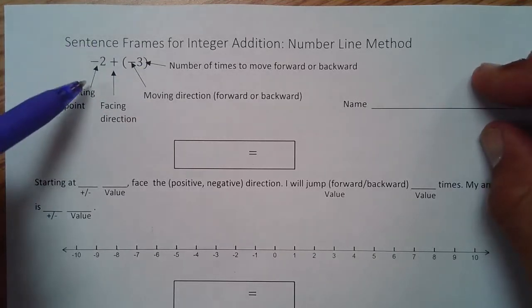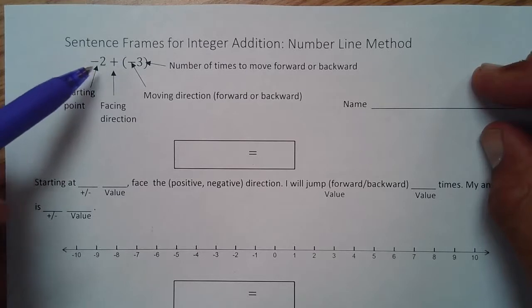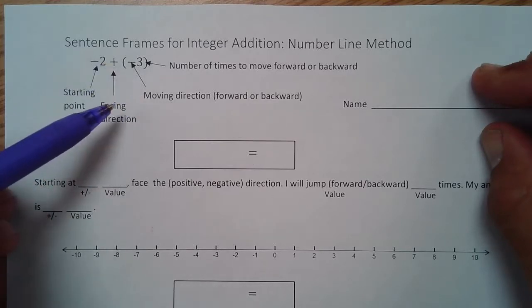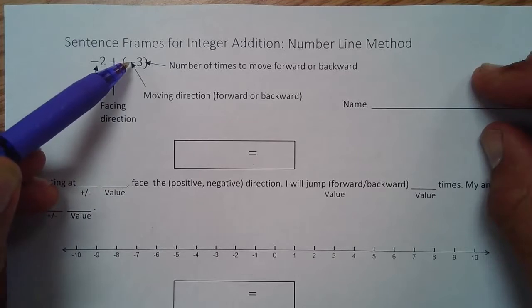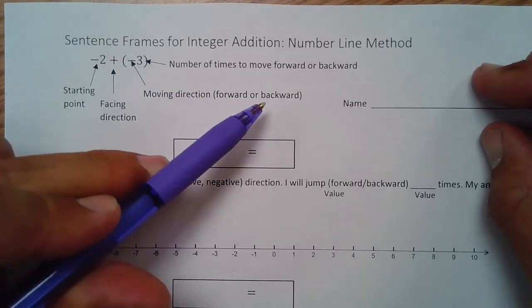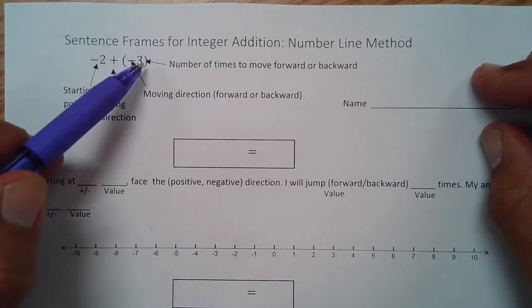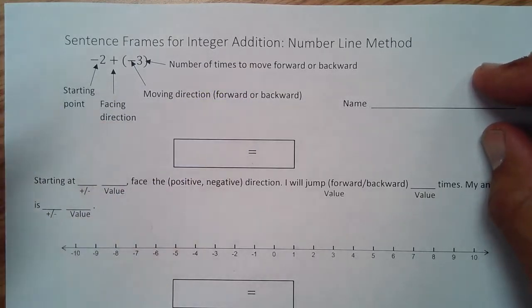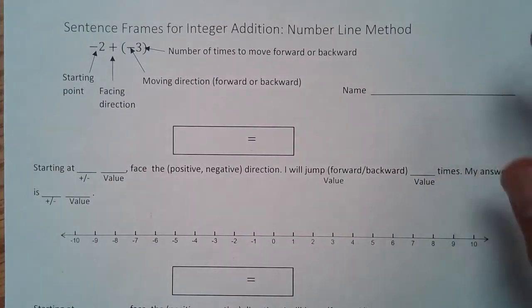And integers are positive and negative whole numbers. We can see here, -2, that first number represents our starting point. This addition sign tells us the direction we're going to face, either the positives or the negatives. This right here is the sign of our number, and that's going to tell us whether we're moving forward or backward. And then that last number tells us how many times we're going to move forward or backward.